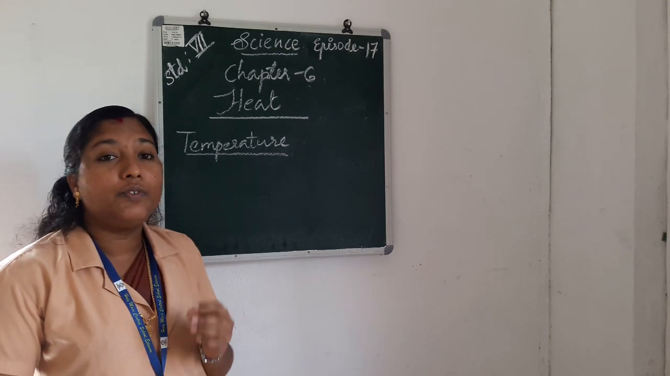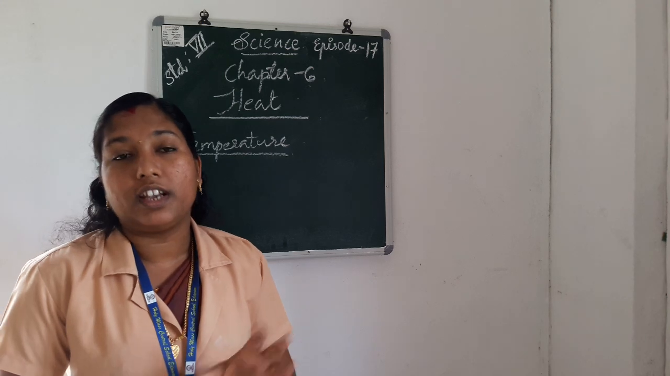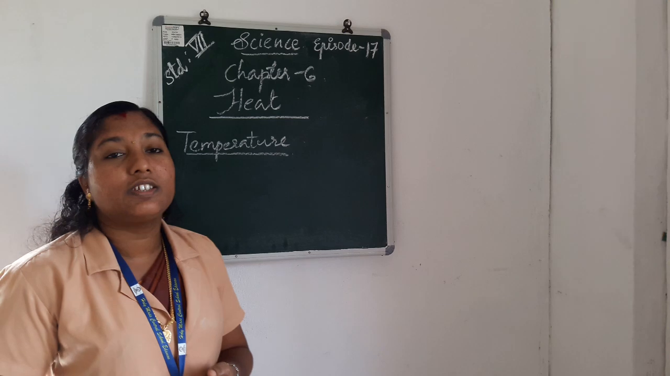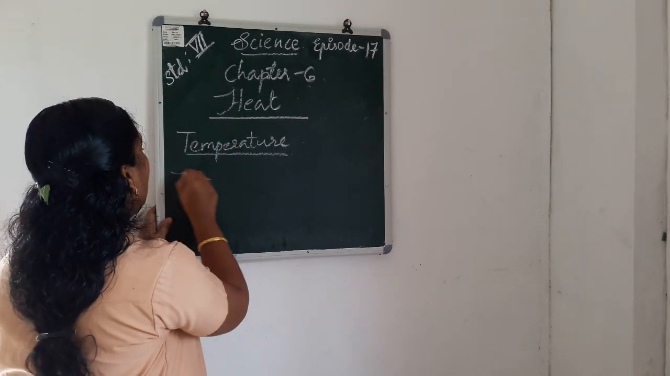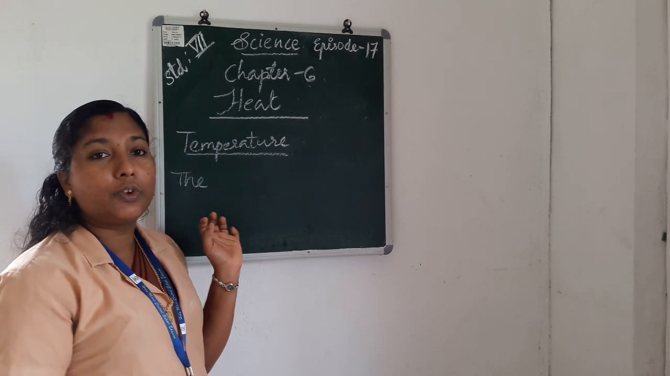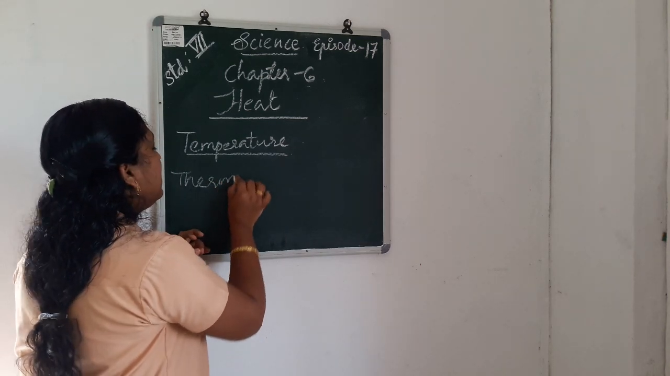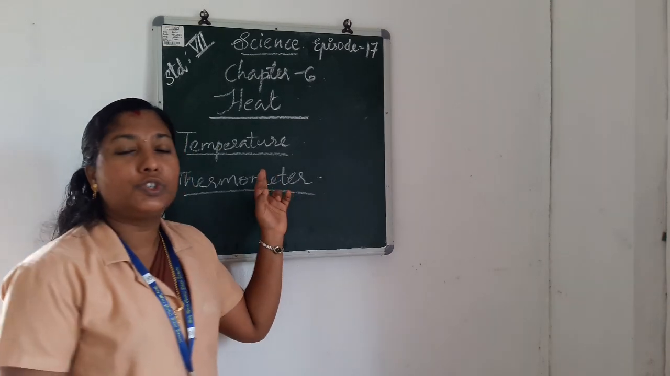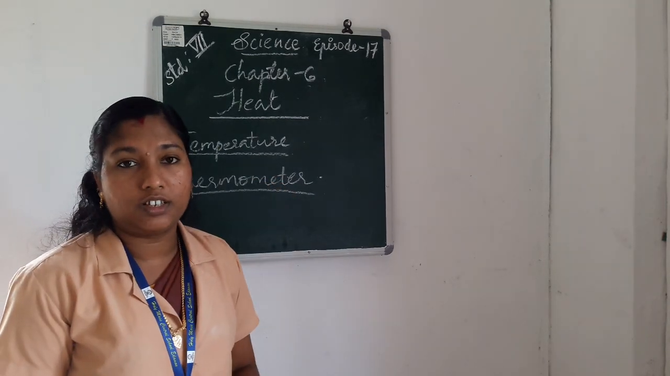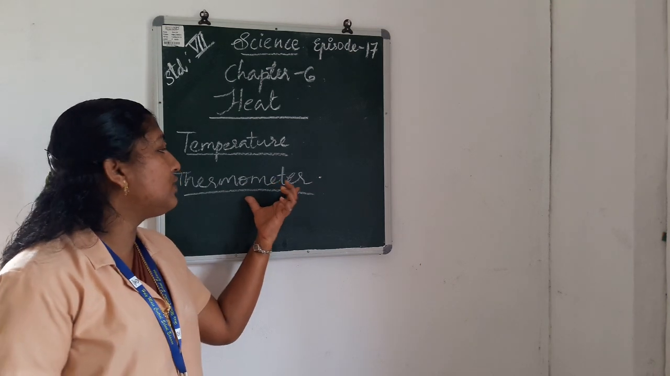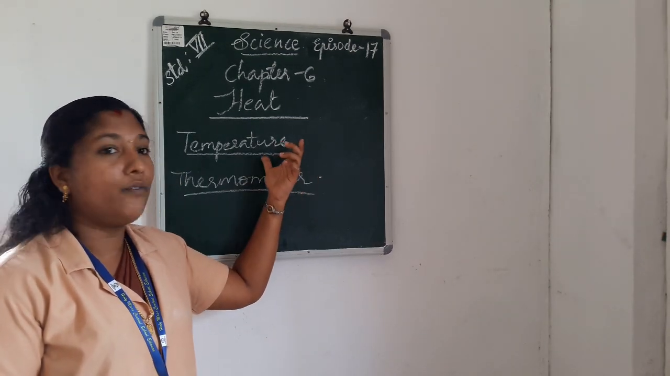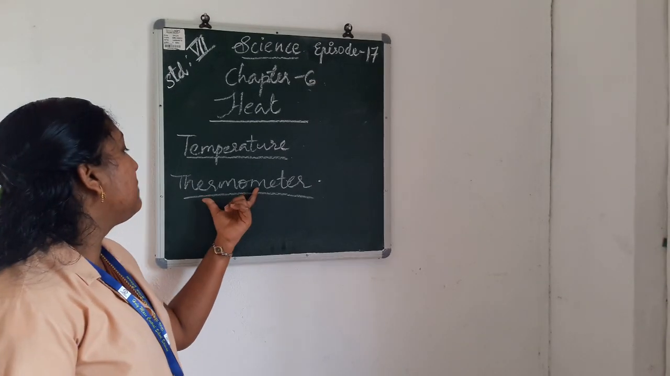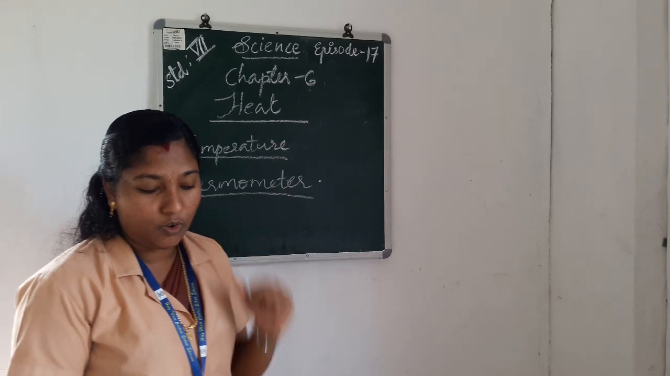We use a device to measure the temperature. The device used to measure the temperature is called a thermometer. Which device is used to measure the temperature? Thermometer. A thermometer is used to measure the temperature of an object.